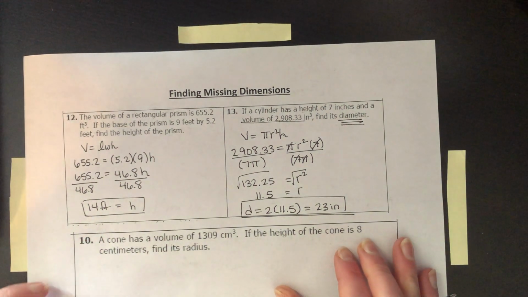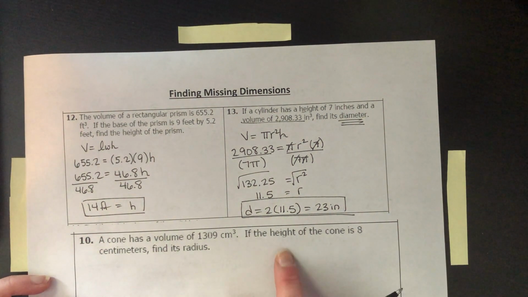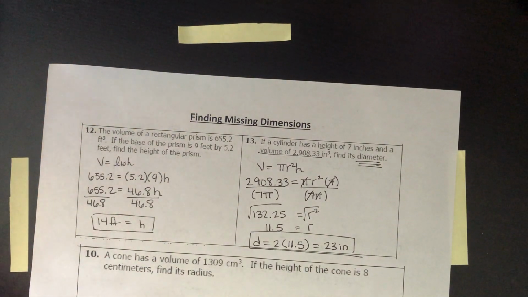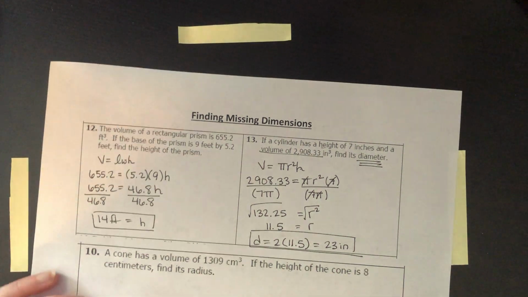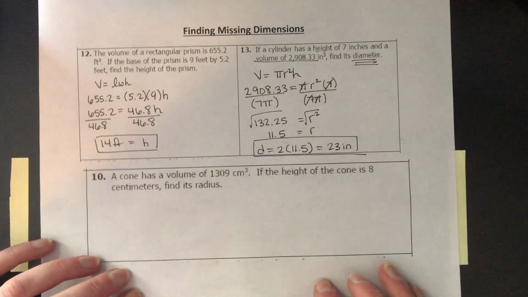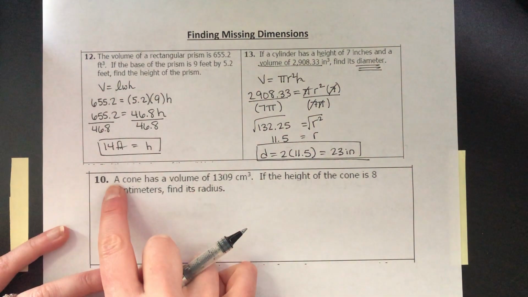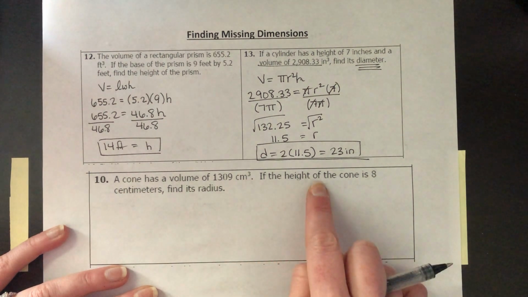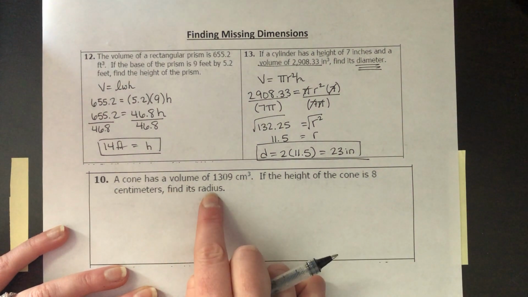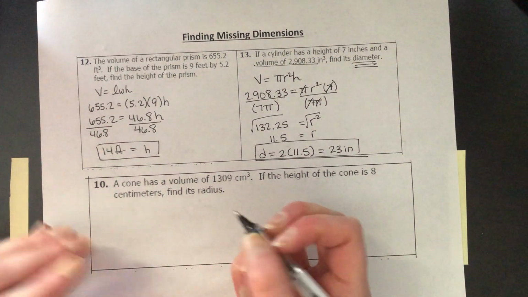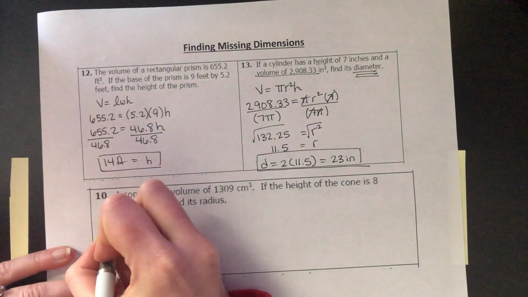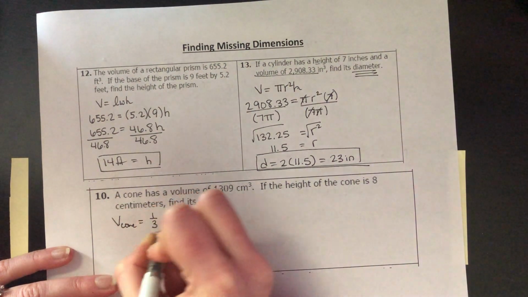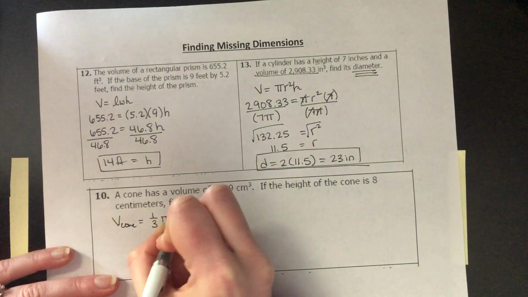Okay? All right, now, let's see, I will do this one and then have you try a couple. Okay? So, next one. A cone has a volume of 1,309 cubic centimeters. If the height of the cone is 8, find its radius. Okay, so I have a cone. The formula for a cone is 1/3 of a cylinder, so 1/3 pi r squared times height.